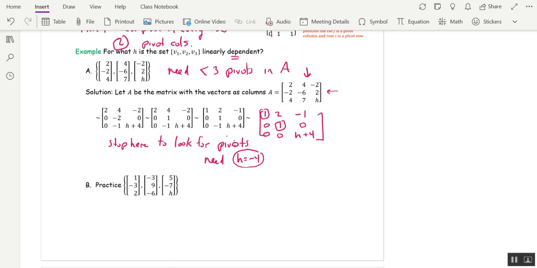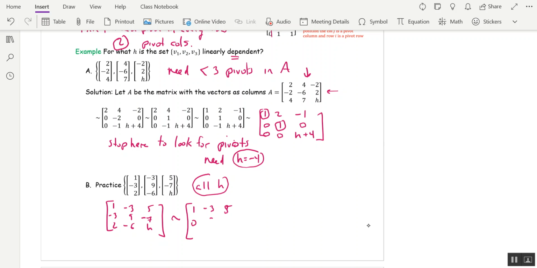Okay, hopefully you ended up with all H. I'll just take you through the steps there. 1, -3, 2, -3, 9, -6, 5, -7, H. Okay, and now I'm going to do 2 row operations at once. I'm going to take the 1 and kill the -3. So I'll take the top row, multiply by 3, and add it to the second row.